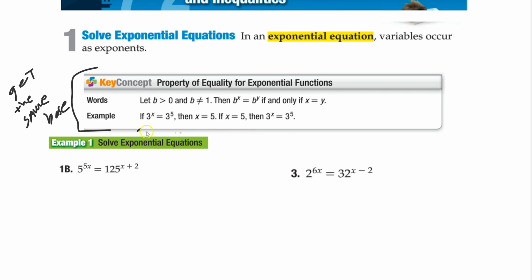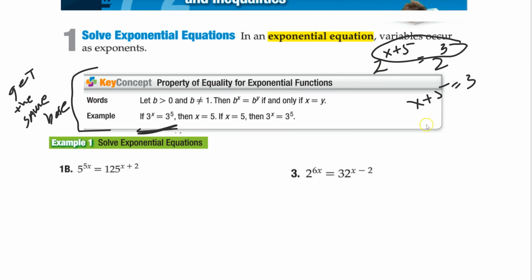If you get two things at the same base, then you can just drop them and solve the powers. That's the whole thing. So the property of equality of exponential functions, all it says is this. If you get two things that have the same base, then all you have to do is solve the powers. So if these match, then these match. It becomes an easy problem.